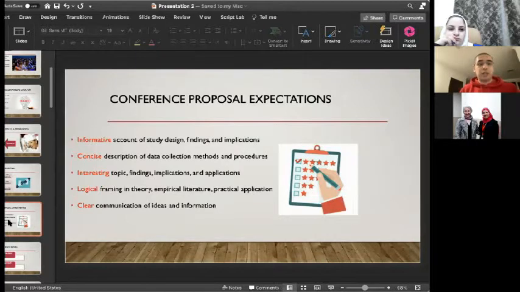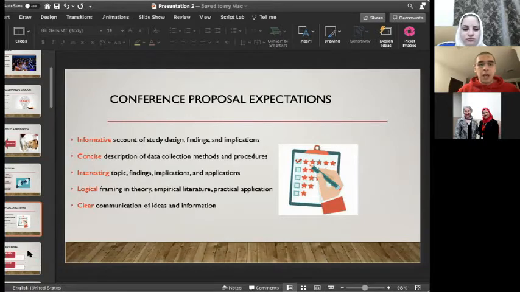They also want something interesting: an interesting topic, findings, implications, and applications, something that would attract the audience, something that the audience would find interesting and would like to learn more about. They also want your proposal to be logical in framing the topic in theory, in empirical literature, and in practical applications. So they know that you can present your information concisely and clearly. Finally, they want to see a clear proposal. They want to understand your ideas clearly because this shows you can communicate your ideas and information effectively to your audience.